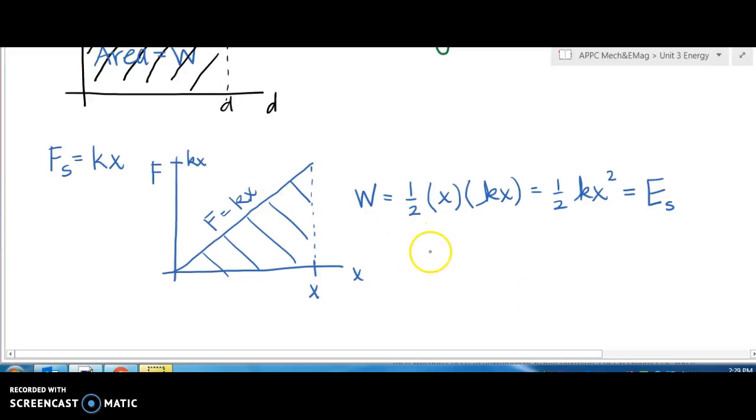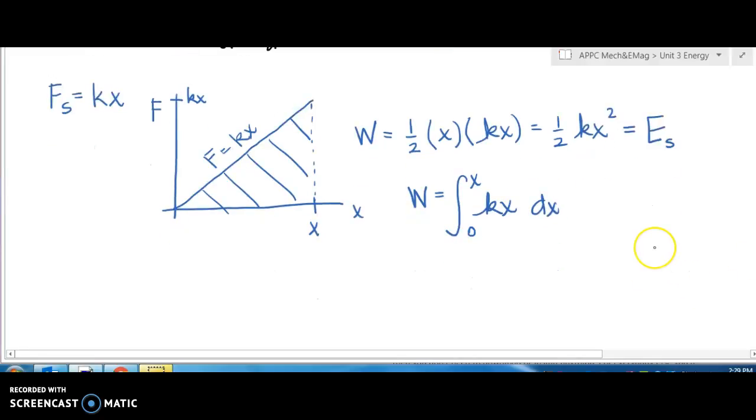What if instead we were looking for the work done and we took the integral from 0 to x of the force function kx dx? So x is the integration variable, so we raise it to 1 power, plus 1 power, so it will be x to the 1 plus 1, and then we divide by the new power, and then we evaluate it from 0 to x. That looks like 1/2 kx squared. Wow.